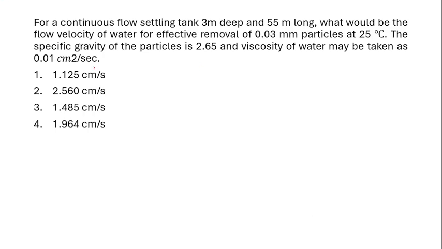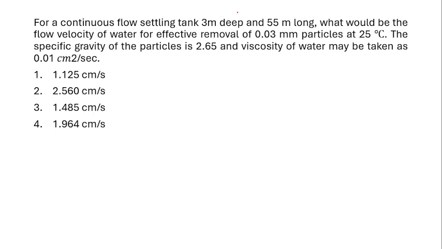Now, coming to the problems, the question is for a continuous flow settling tank 3-meter deep and 55-meter long, what would be the flow velocity of water for effective removal of 0.03 mm particles at 25 degrees Celsius? The specific gravity of the particles is 2.65 and viscosity of water may be taken as 0.01 centimeter square per second.